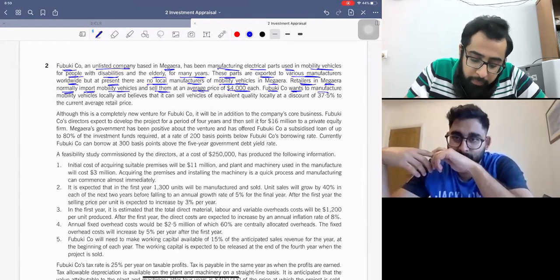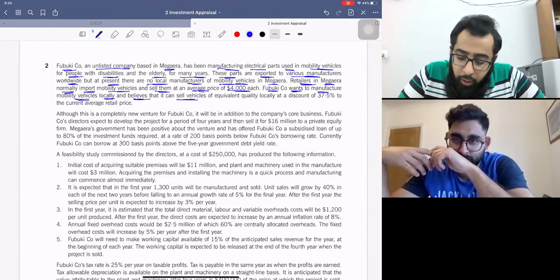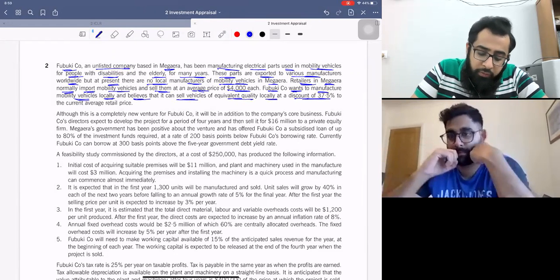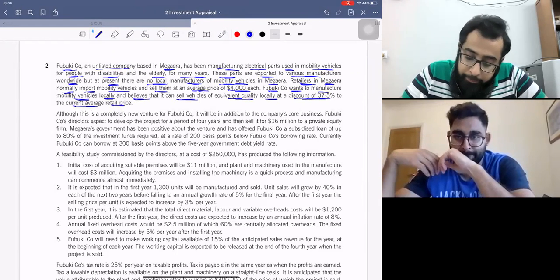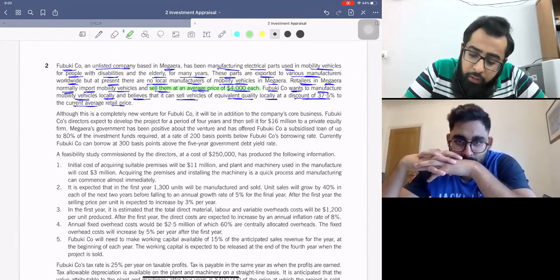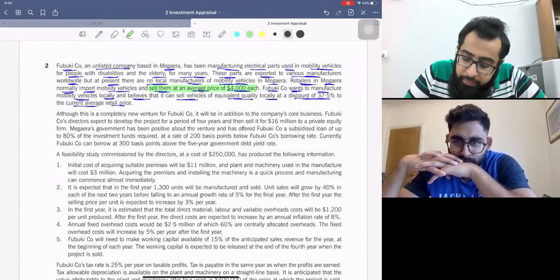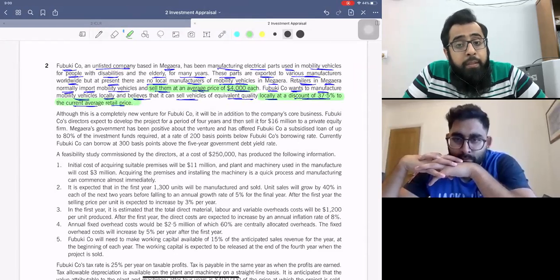Fubiki company wants to manufacture mobility vehicles locally and believes that it can sell vehicles of equivalent quality locally at a discount of 37.5% to the current average retail price. Now the current average retail price is $4,000. And they believe that they can sell it locally at a discount of 37.5%.